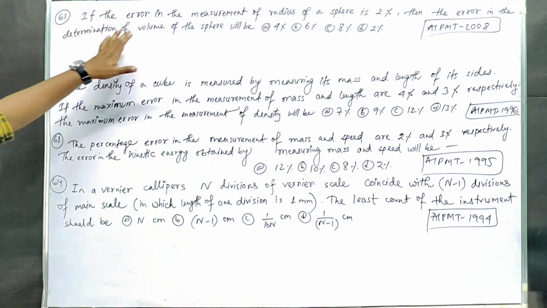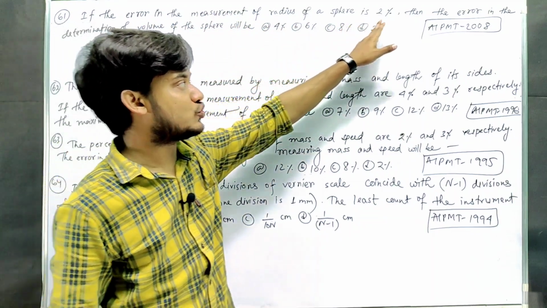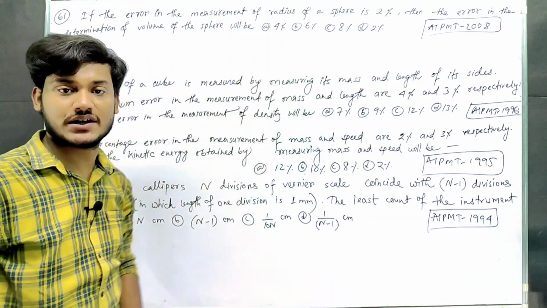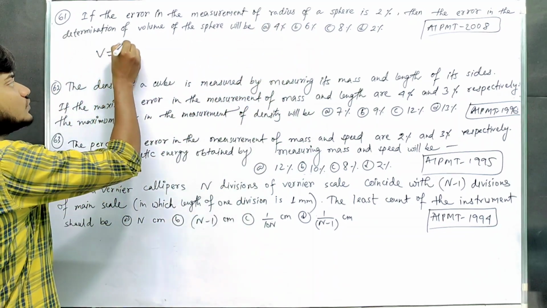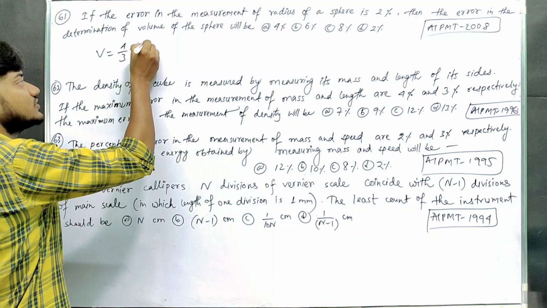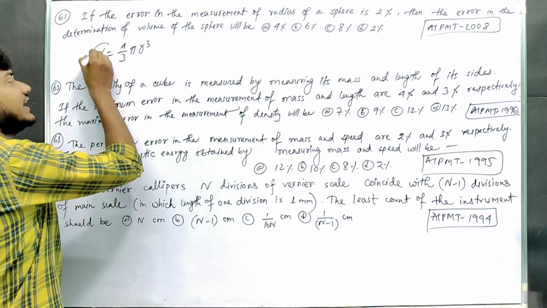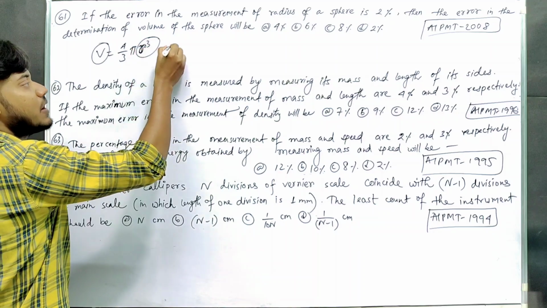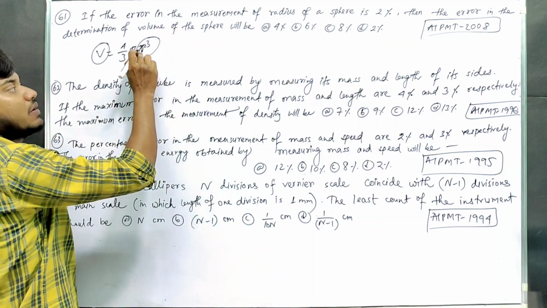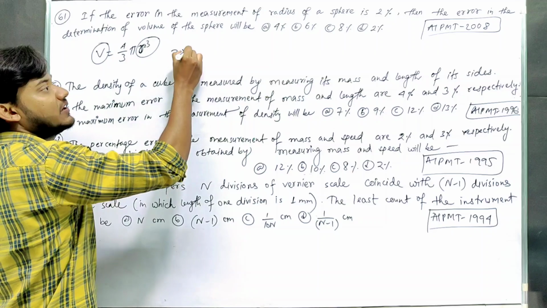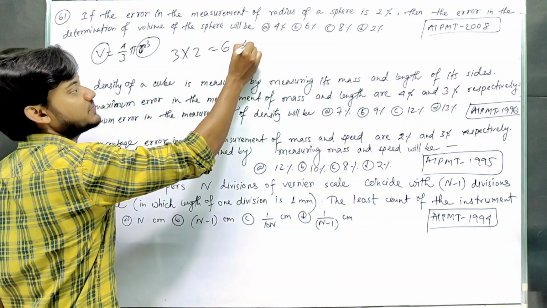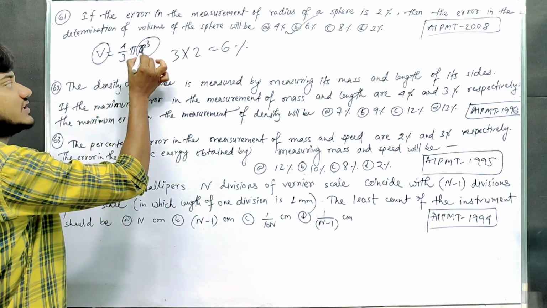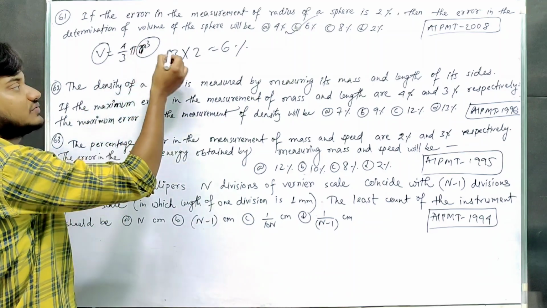61. If the error in the measurement of radius of a sphere is 2%, then the error in the determination of volume of the sphere will be? Options are given. We know volume V equals 4 by 3 pi r cube. Yes or no? We have to find error in volume given the error in radius. So the formula is power multiplied by percentage. The power of radius r is 3, the percentage is 2, so the answer is 6%. Option B is the right answer. Okay, volume percentage: power of r is 3, percentage 2.